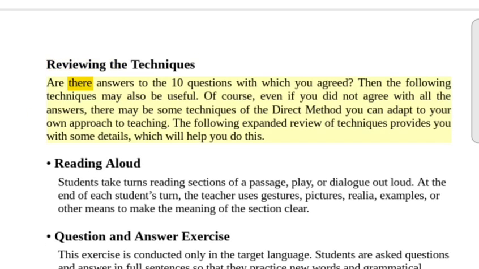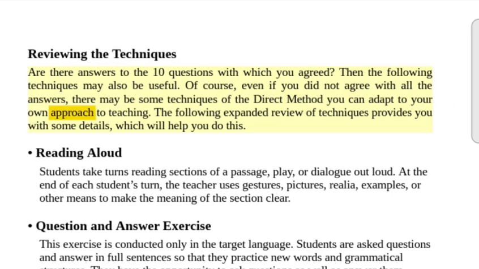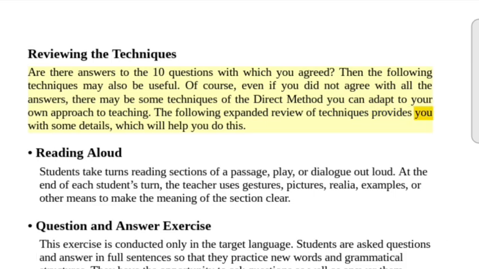Reviewing the techniques: if you agreed with the answers to the 10 questions, then the following techniques may also be useful. Of course, even if you did not agree with all the answers, there may be some techniques of the direct method you can adapt to your own approach to teaching. The following expanded review of techniques provides you with some details, which will help you do this.